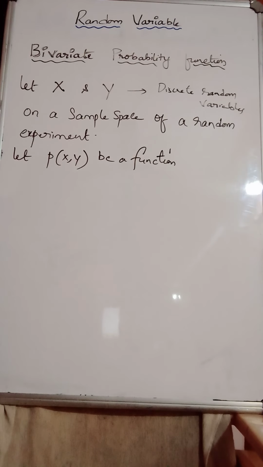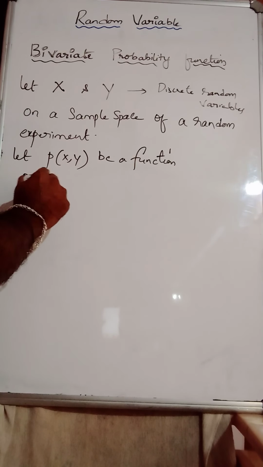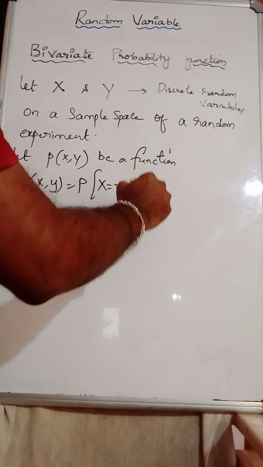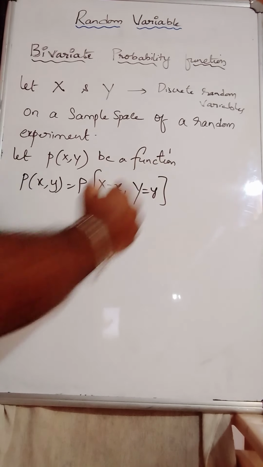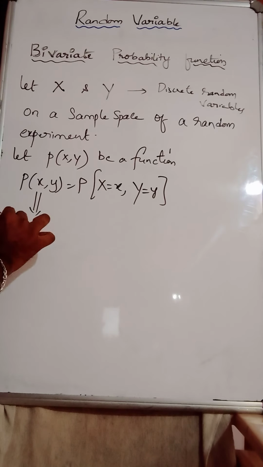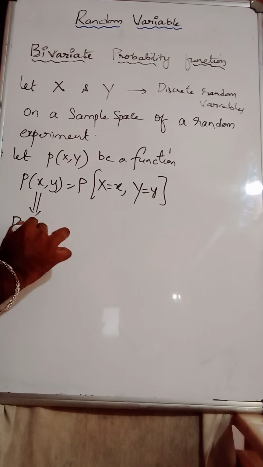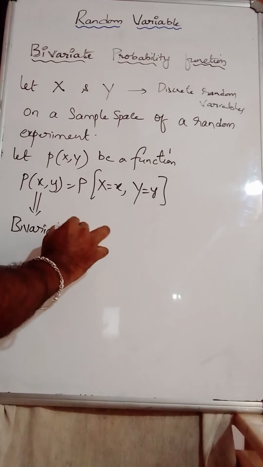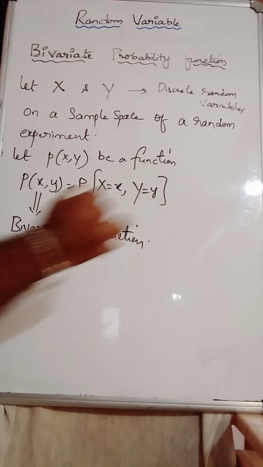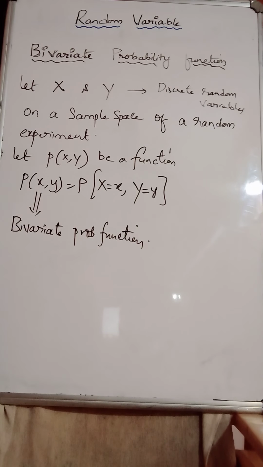function such that probability of x comma y equals, x takes the real values, the random variable X, and capital Y, random variable Y takes the real values, small y. Then this p of x comma y, we call it as a bivariate probability function. So bivariate probability function means let X and Y be discrete random variables. Let us consider two variables X and Y.